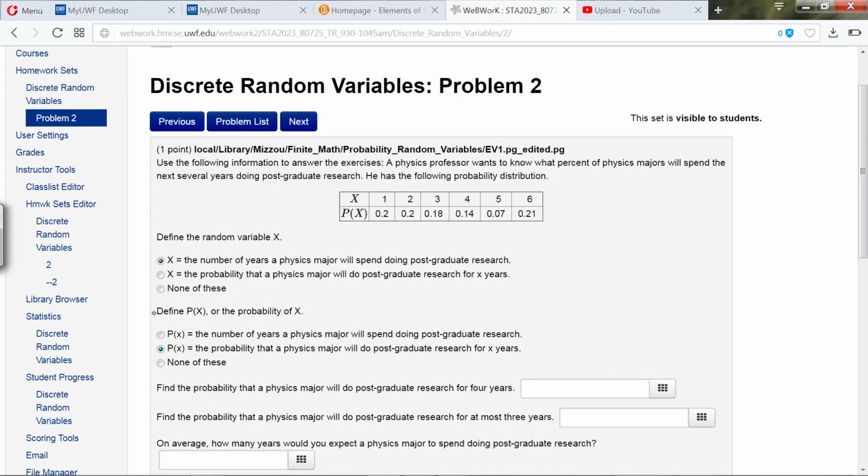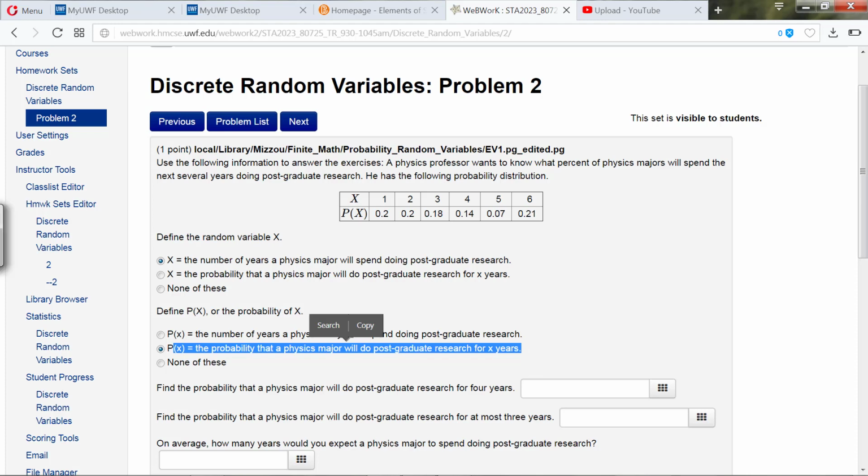research. The next question says define the probability of X, or P of X. P of X is obviously the probability of X. And we have a couple of options, and our answer is the middle option right here, which is the probability of X is equal to the probability that a physics major will do a postgraduate research study for X number of years. Remember, X can assume the values of 1, 2, 3, 4, 5, or 6 exactly.